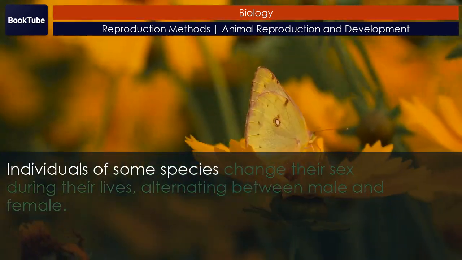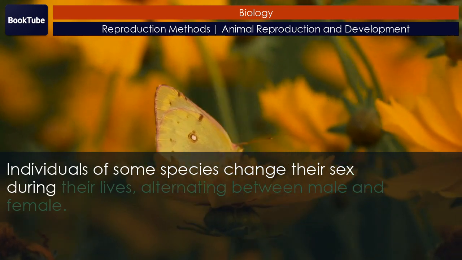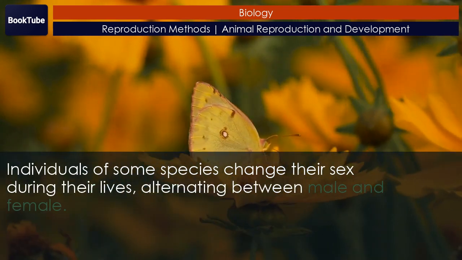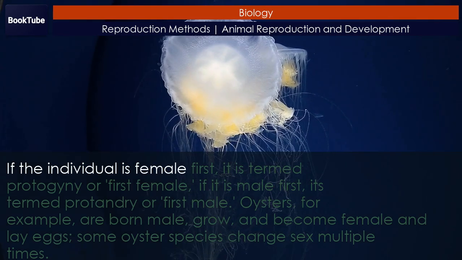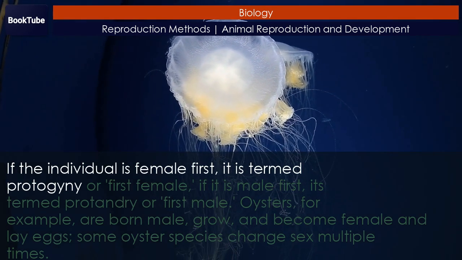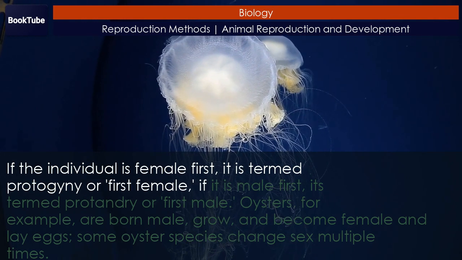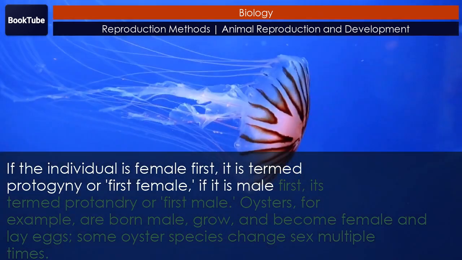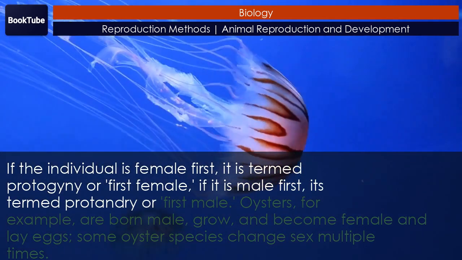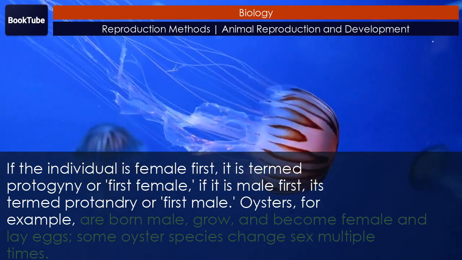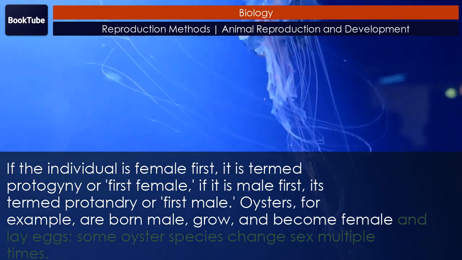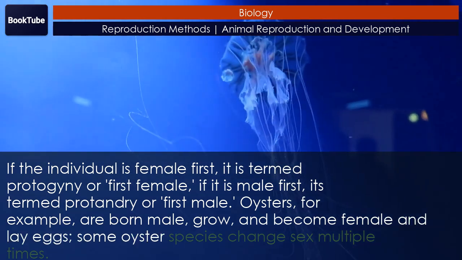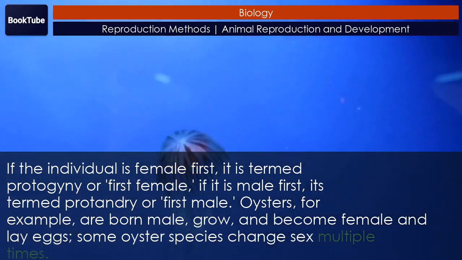Individuals of some species change their sex during their lives, alternating between male and female. If the individual is female first, it is termed protogyny, or first female. If it is male first, it's termed protandry, or first male. Oysters, for example, are born male, grow, and become female and lay eggs. Some oyster species change sex multiple times.